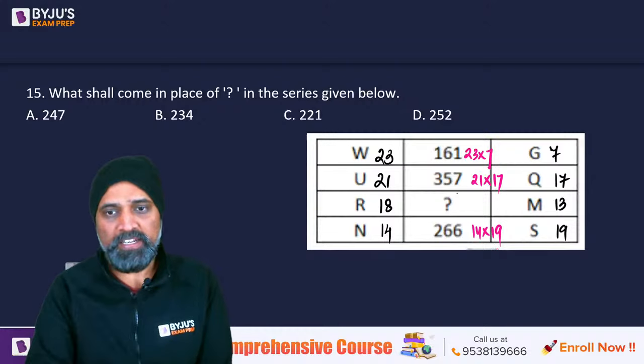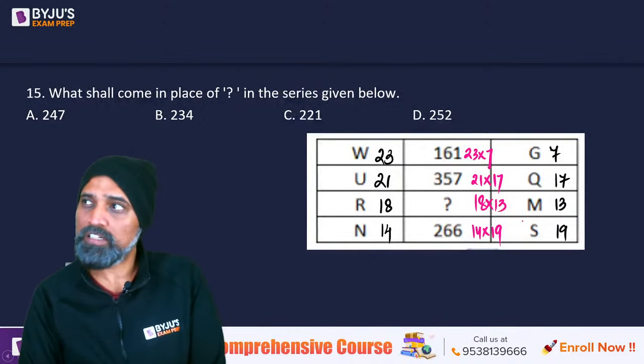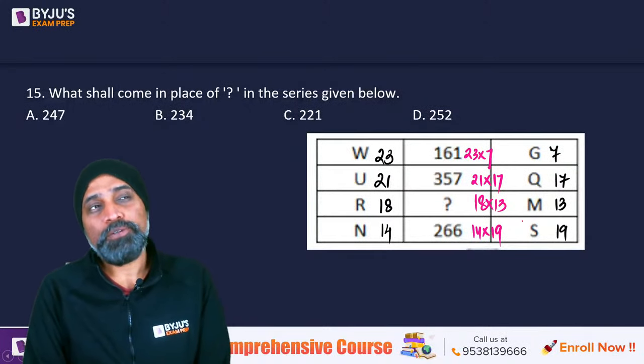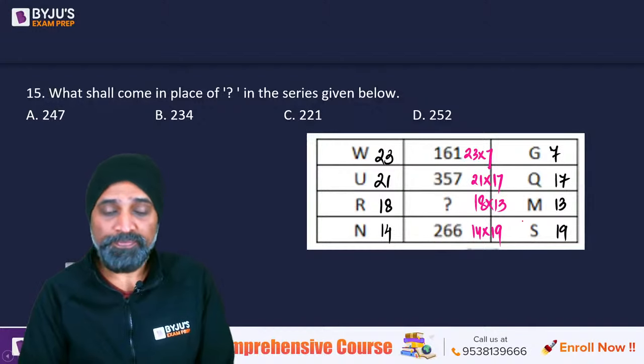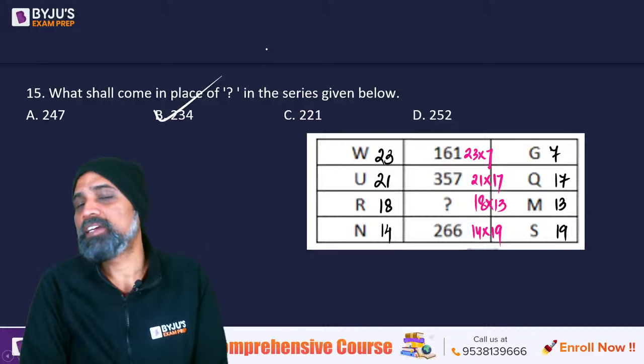So definitely the next one should be 18 into 13. 18 into 13, I don't know the answer. Had there been a value, I would have checked it. But 18 into 13 will definitely end in a 4. Let's see how many options do we have. We have only one option that ends in 4.